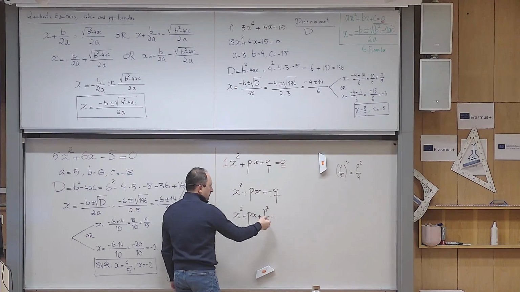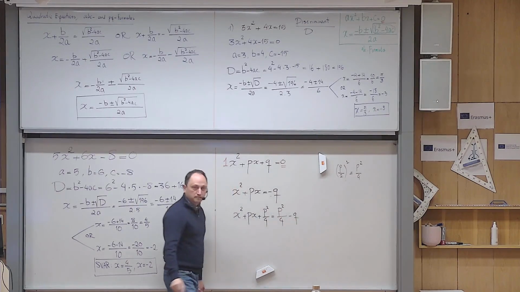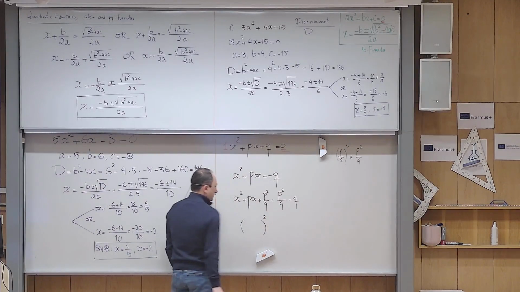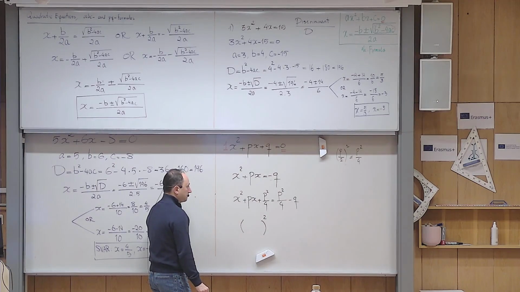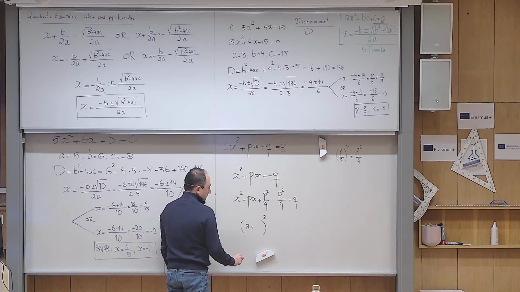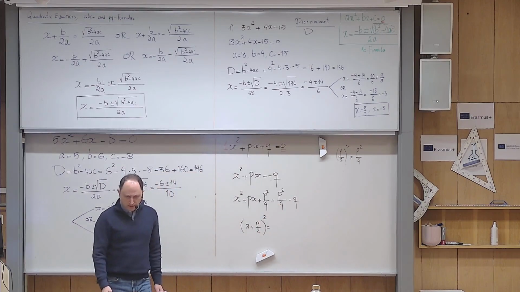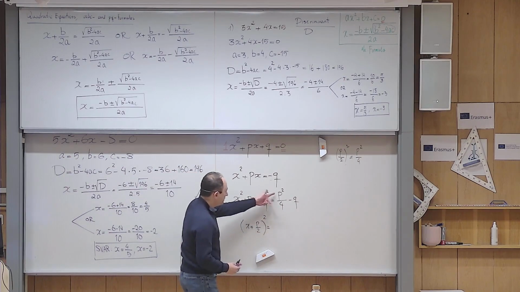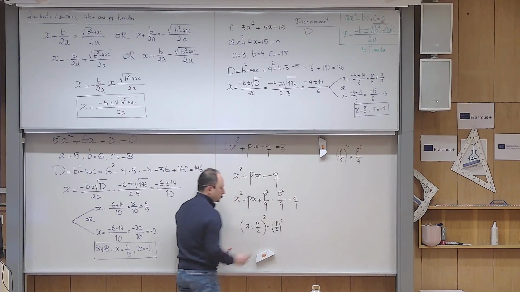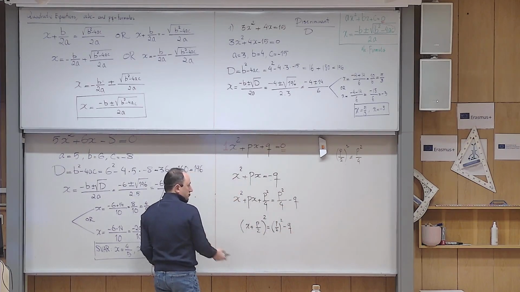But I have to add the same thing to the other side. Yes? And now what happens? This can be collected as one completed square. What is the answer? x plus p divided by 2, squared, is equal to this one. Let me see which way they have written it. Okay, in the book, instead of p squared over 4, they have written p over 2 to the power 2. So let me follow the book. And then this is minus q. But the rest of the story is the same.